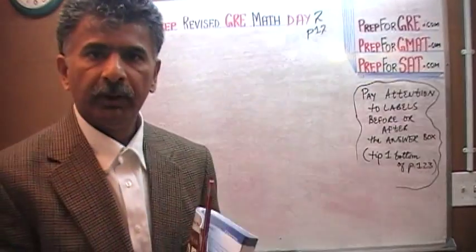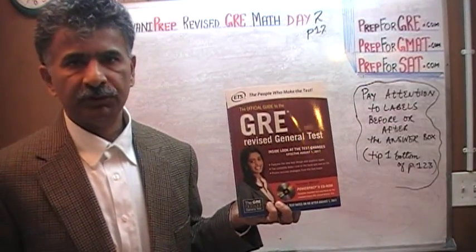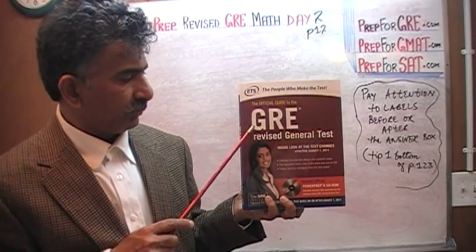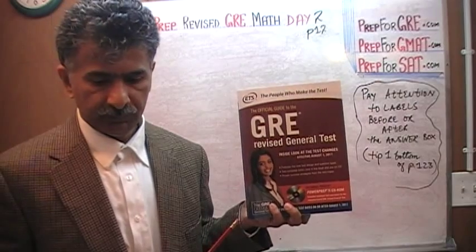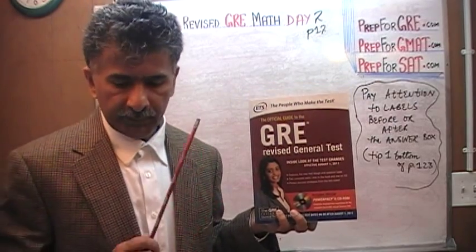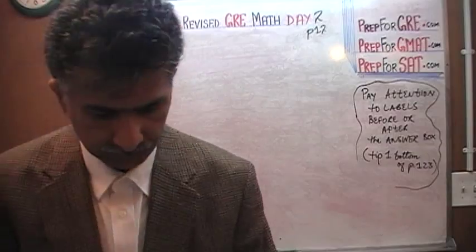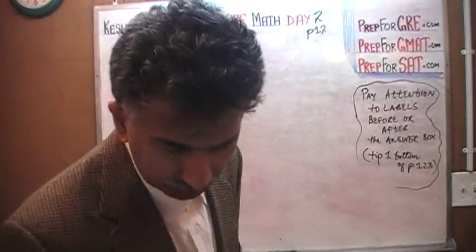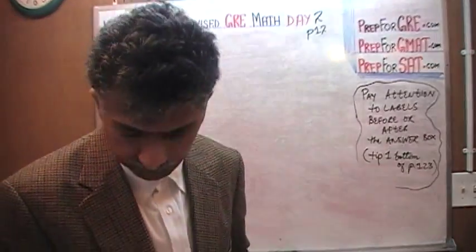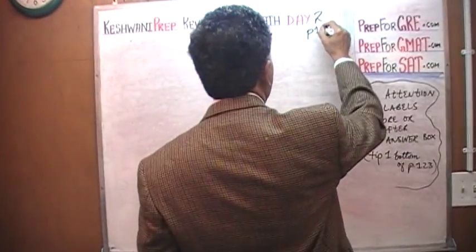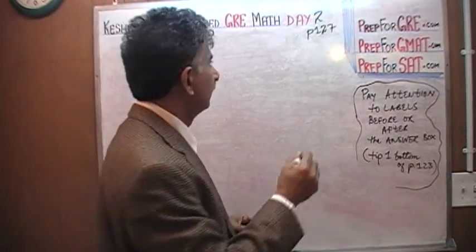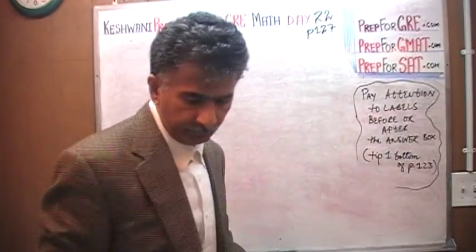Keshwani. We are here because we want to prepare for the math portion of the GRE. We have been solving math problems out of this book here, the Official Guide to the GRE, the revised General Test. If you do not own this book already, purchase one immediately. You're going to need it in order to follow my work. The problem that I'm about to solve is the one that you're going to find on page number 127. Page 127. And today is our lesson number 22. Let's take a look at it.